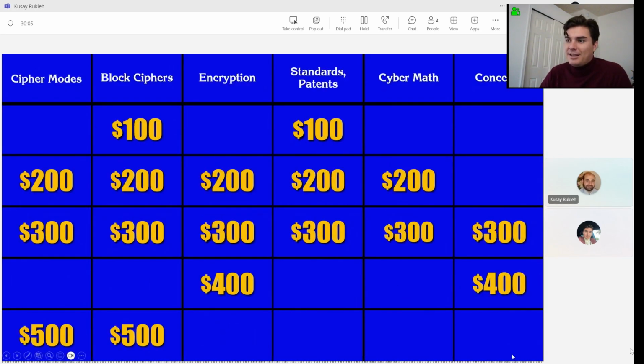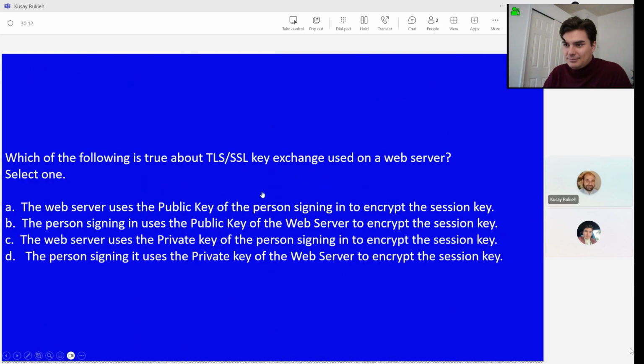Cool. Let's go with encryption for $400. Now again, the same thing, PKI, except in a different twist. Which of the following is true about TLS/SSL key exchange on a web server?